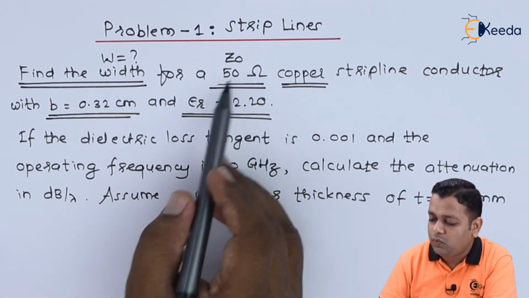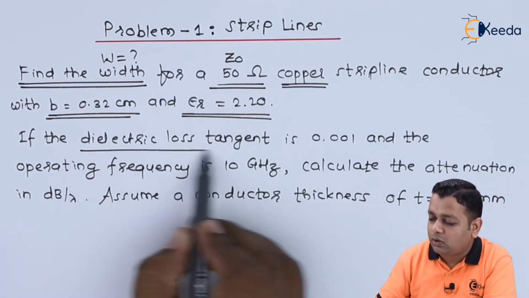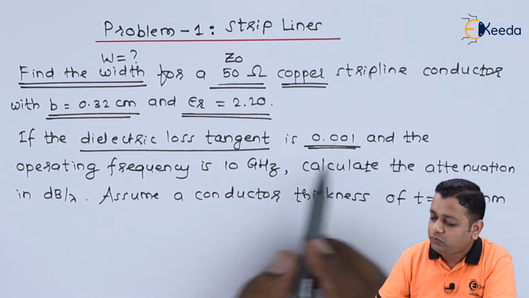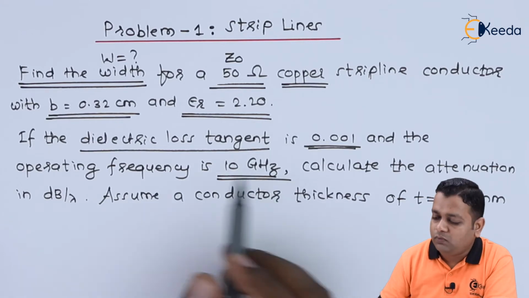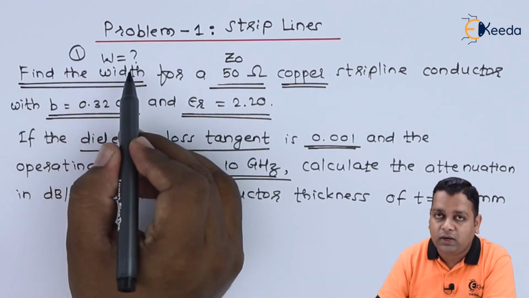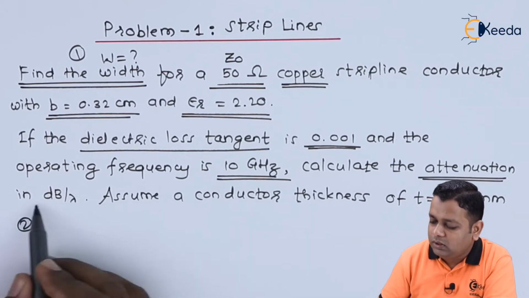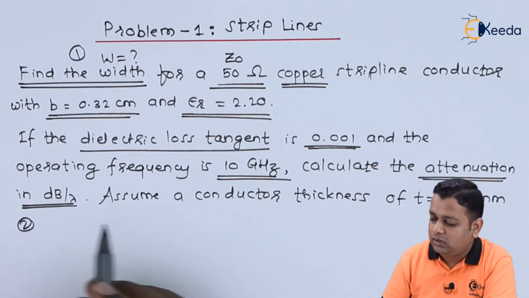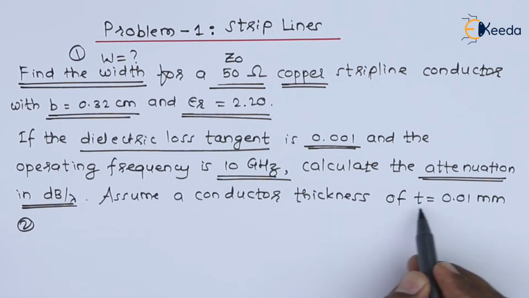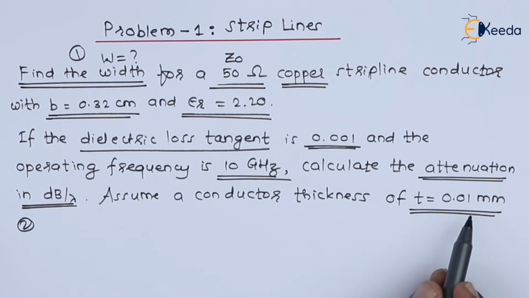So we have been provided the first three given values, and next to that the dielectric loss tangent, the fourth value. The fifth value is the operating frequency, and we need to calculate first the width, and second the attenuation in terms of decibels per lambda, lambda representing the wavelength. We are also asked to assume the thickness of the strip line t equal to 0.01 millimeters, another given value.